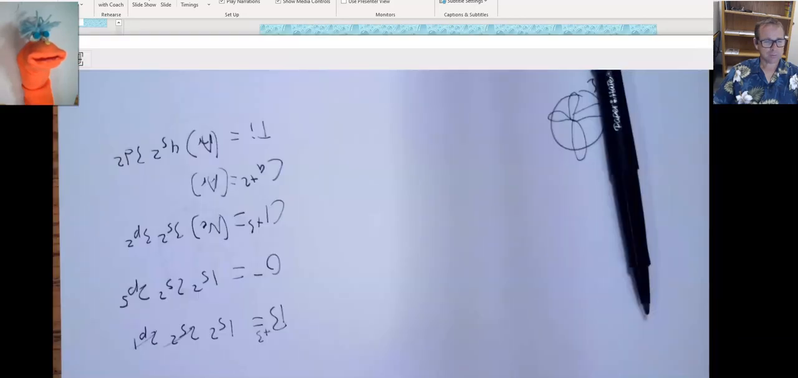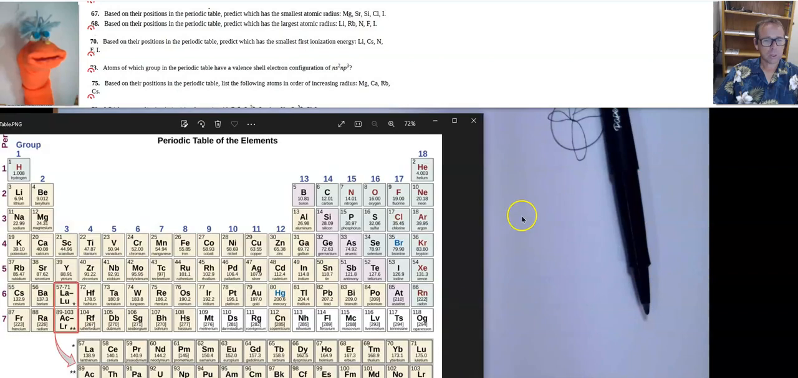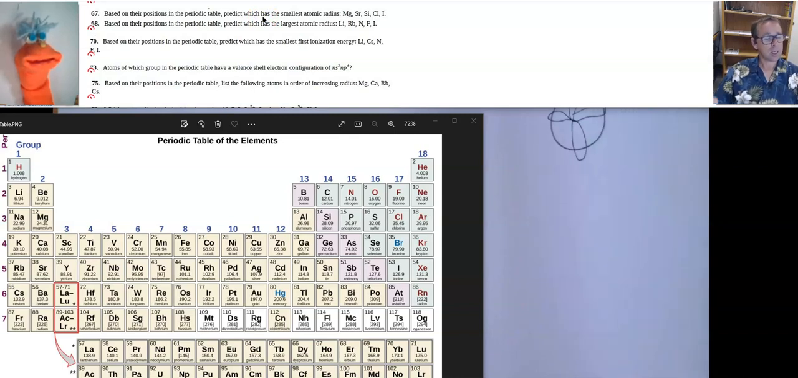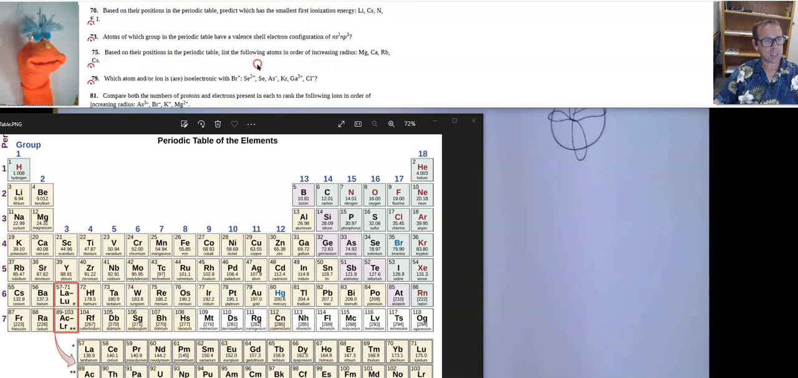All right. So 68. Based on their position in the periodic table, which has the largest? Lithium, rubidium. Gotta be rubidium, you think? Yeah. What's bigger, rubidium or iodine? Rubidium. Very good, rubidium. Based on their position in the periodic table, predict the smallest first ionization energy.